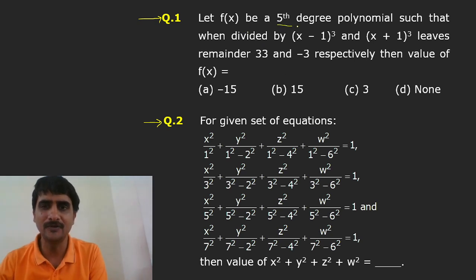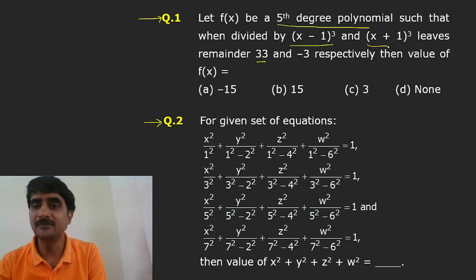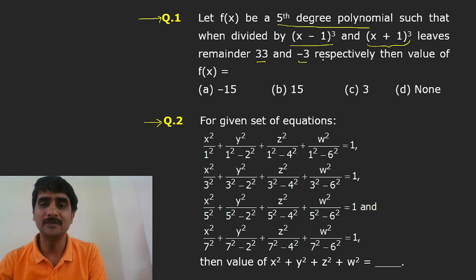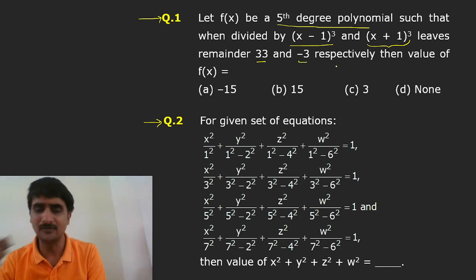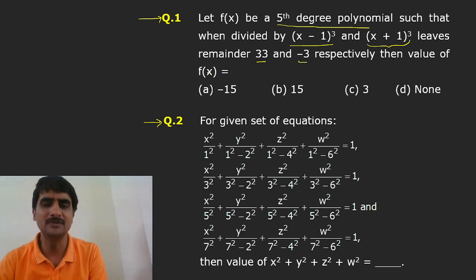Let f(x) be a fifth degree polynomial such that when it is divided by (x minus 1) whole cube, it leaves remainder 33, and when it is divided by (x plus 1) whole cube, it leaves remainder minus 3 respectively. Then the value of f of x, of course it shouldn't be f of x, it should have been maybe f of 1, I suppose. No, minus 1, no, maybe 2.